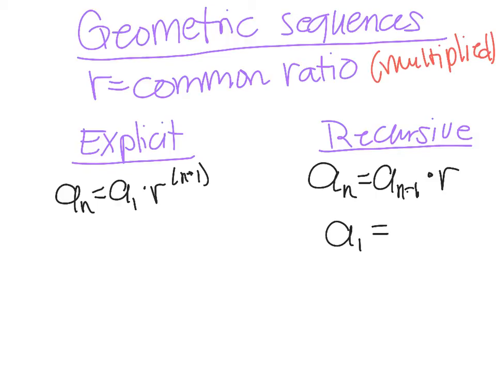The explicit formula is a sub n equals a sub 1, so remember that's the value of our first term, times r, which is our ratio, raised to the n minus 1 power. For the recursive formula, we have a sub n equals a sub n minus 1 times r, and remember we also always have to have our first term, so we always have to write down a sub 1 equals. And again, r is the ratio, so it's what's being multiplied every time.